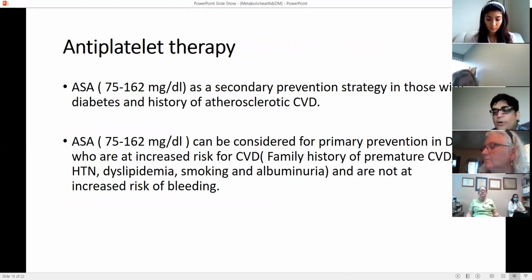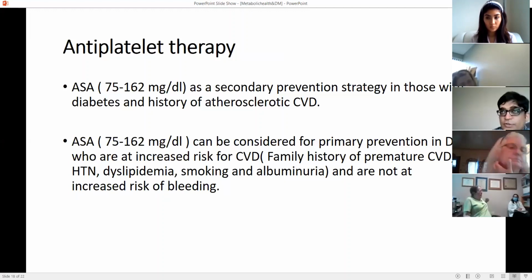Okay, so we talked about blood pressure medications, we talked about statin use. Now what about aspirin? So if patients already have established cardiovascular disease, aspirin at a dose of 75 to 100 milligrams per day is indicated for these patients for secondary prevention, to prevent another episode of a TIA or a stroke.